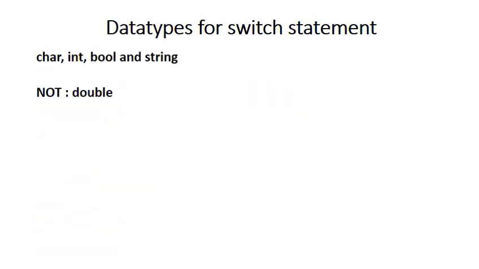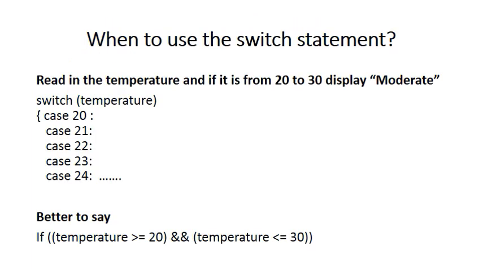The one data type that you will use in C# this year, which you cannot use in the switch statement, is the double. You can use the char, the int, the bool and the string, but it won't allow you to use the double. You need to develop a feeling, or a gut feeling, for when to use the switch statement and when not.